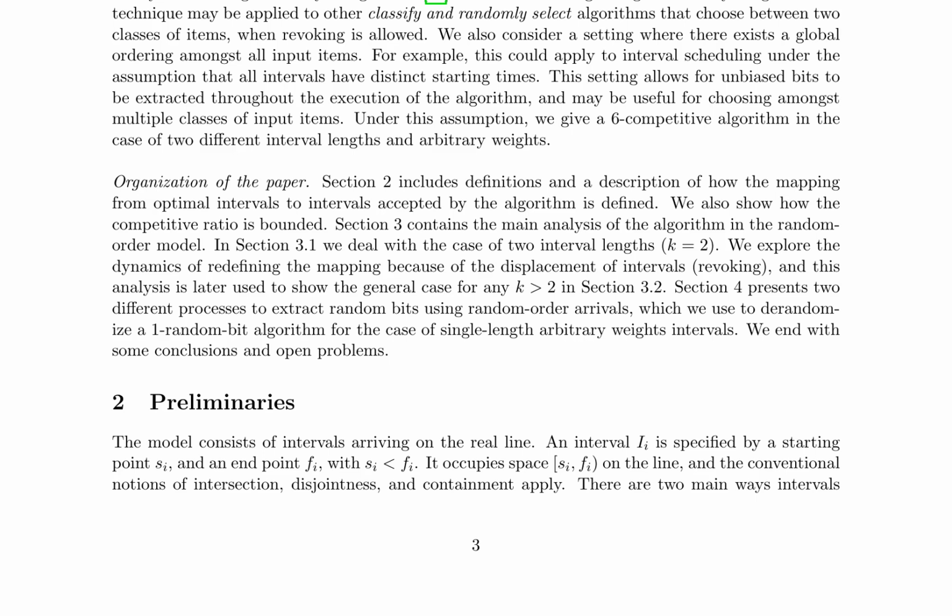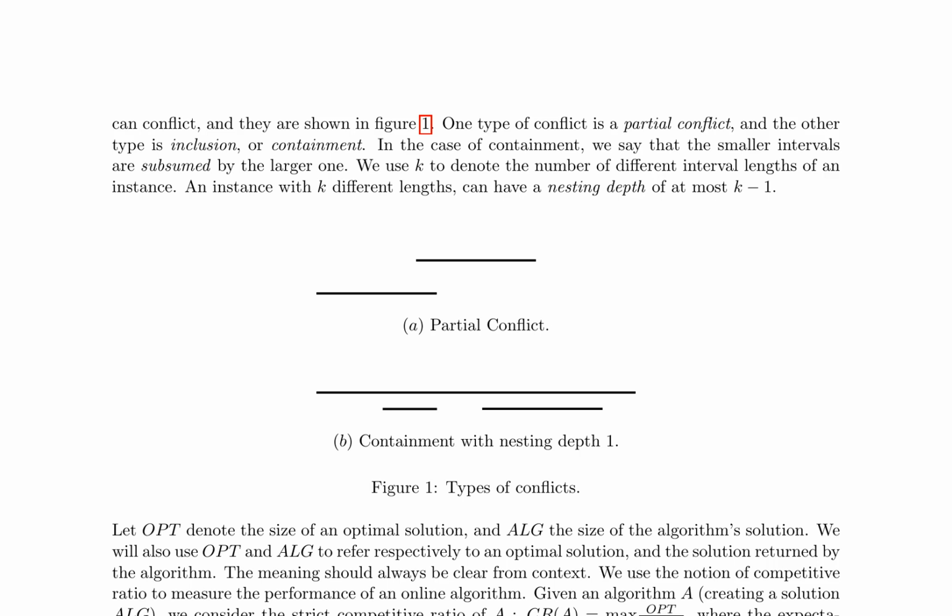Section 4 presents two different processes to extract random bits using random order arrivals, which are used to de-randomize a randomized algorithm for the case of single-length arbitrary weights intervals. The paper concludes with some open problems and future directions. In the random order model, interval scheduling is a complex task.